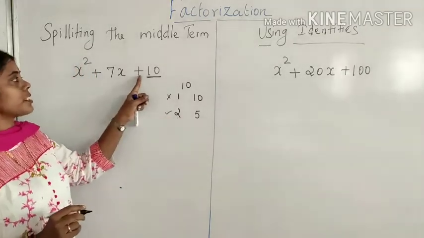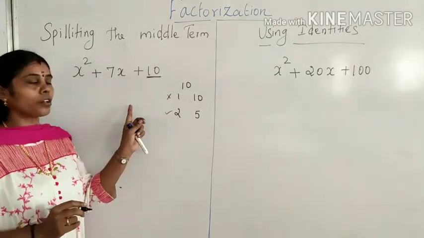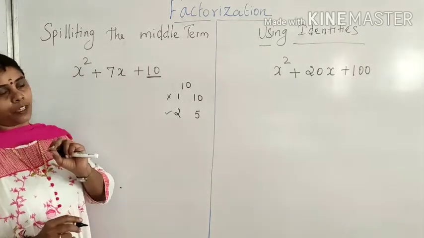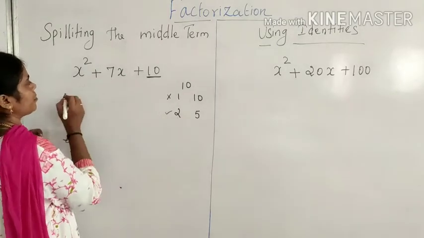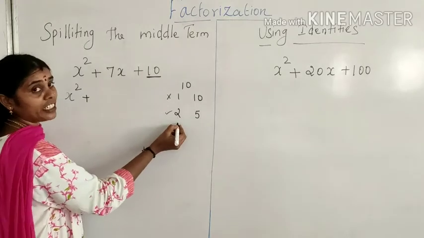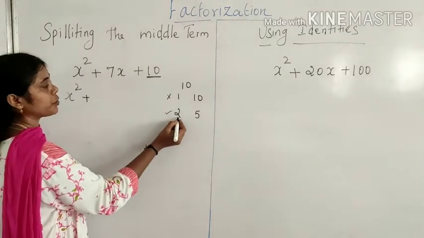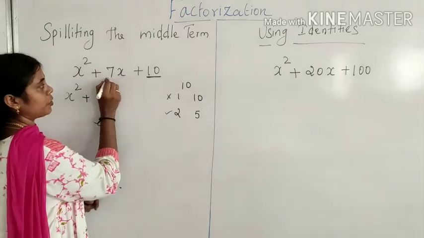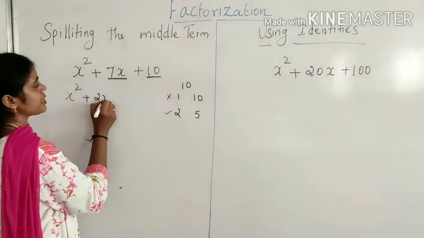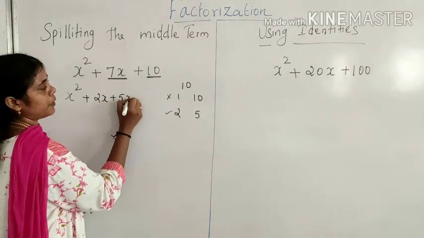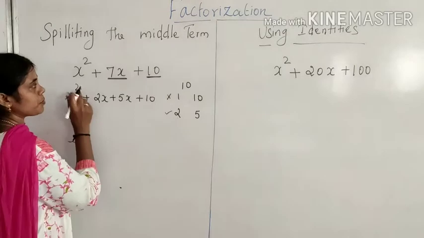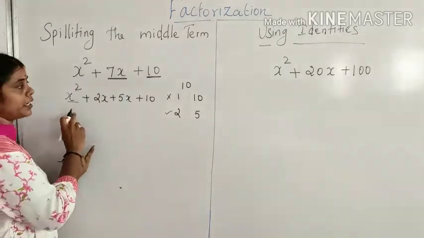Here all the symbols are plus, so we need not worry about that. You can directly take plus 2 and plus 5. And this term we can split like that: x squared plus, depending on the factors of 10, 2x and 5x. We are going to write this 7 in the form of 2 and 5. So x squared plus 2x plus 5x plus 10. Now, 3 terms we split and made into 4 terms.